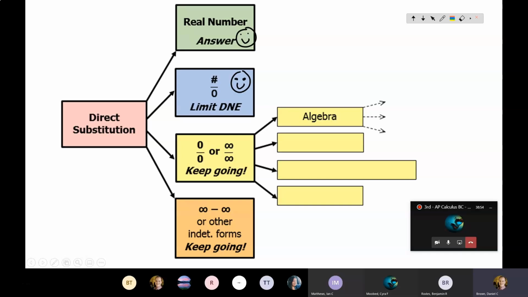We're going to mostly focus on the ones that are 0 over 0 or infinity over infinity. But I'll give you a chance to copy that down if you need it or want it, and then we'll look at a few examples. And while people are copying that down, does anyone have any questions they want to ask?